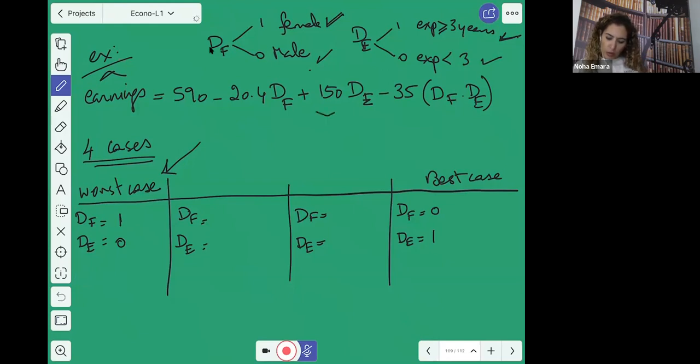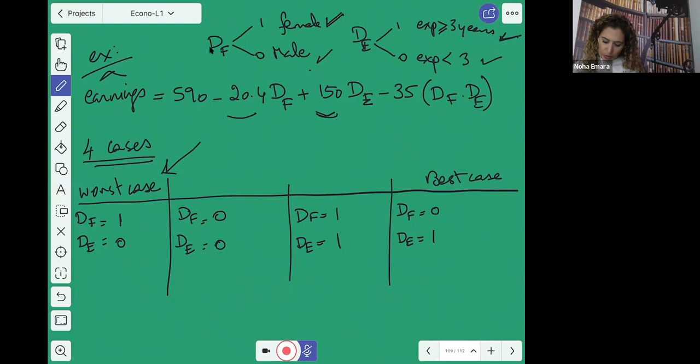But definitely you can look at the coefficient here. Experience by itself increases your earning by 150, but being a male just 20, right? So it seems that the fact of having experience is stronger. So the intermediate case would be here. This is a male and experience is less than 3. And this is a female and experience is here. So we plug in the 1s and 0s and you will get these numbers.